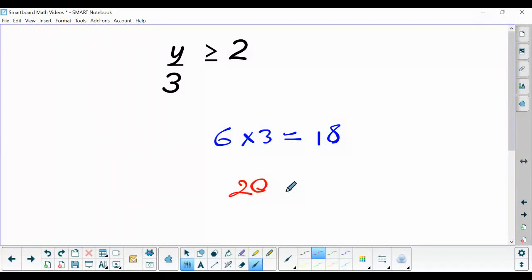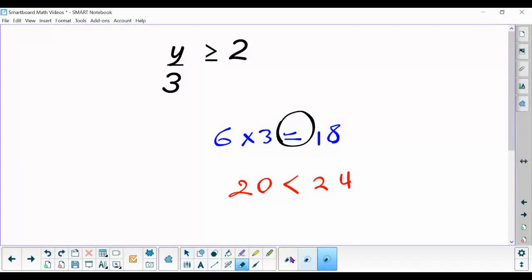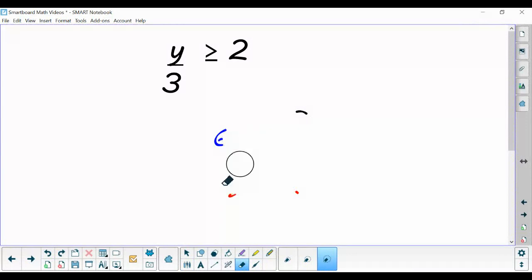That's an equation. Let me give you an inequality. 20 is less than 24. If you forget, think of Pac-Man. Pac-Man always eats the bigger number. And of course, we all know that 24 is bigger than 20. So this is an equation, and this is an inequality, just to make sure you know the difference.